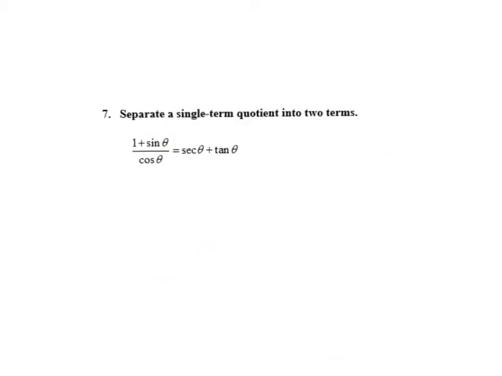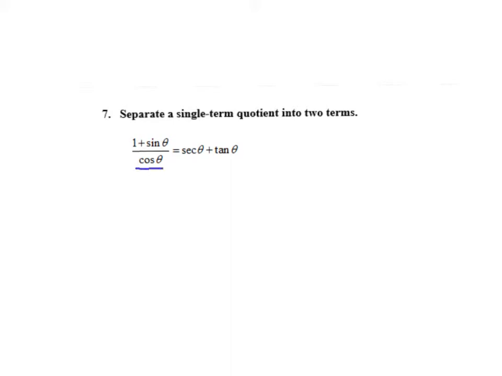Okay, last one for today is this technique of separating a single term quotient into two terms. And of course you have to know what term means, and you have to know what quotient means. Everybody knows what separate means. We're talking about a single term quotient. That means the denominator is one term. You may not split up either a sum or a difference, a subtraction or an addition, in the denominator.